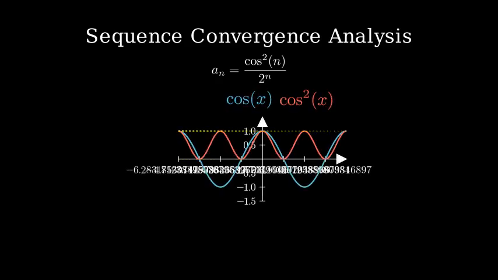For any real number n, cosine squared of n is always between 0 and 1. This is because cosine is between -1 and 1, and when we square it, we get a value between 0 and 1. Now, let's look at the denominator.